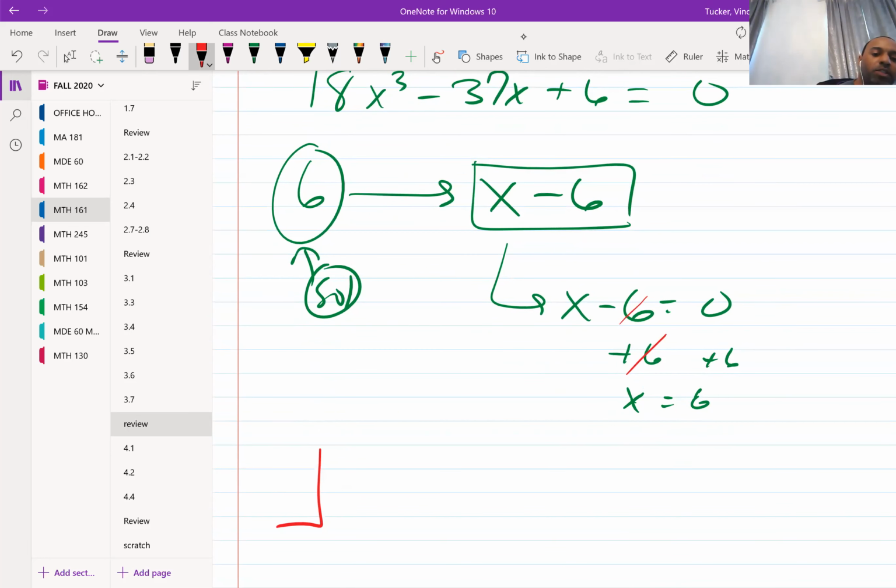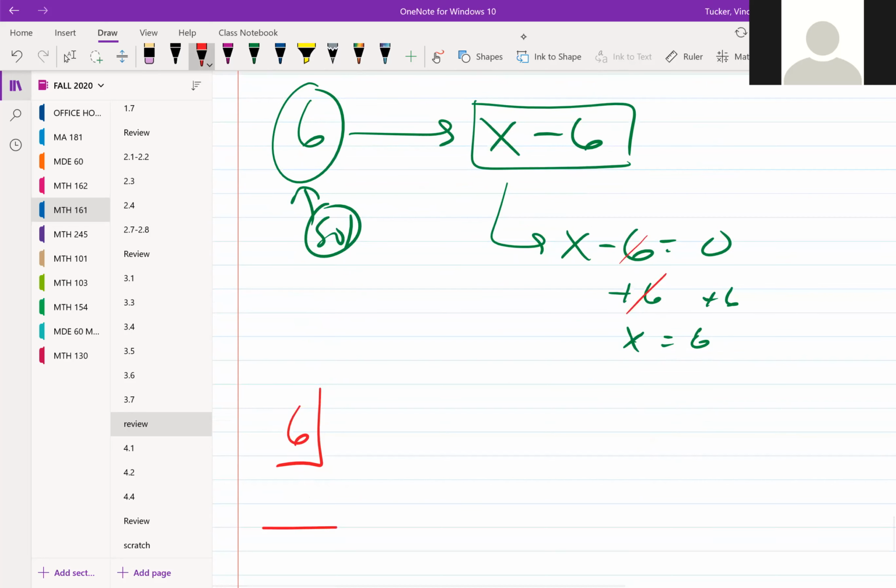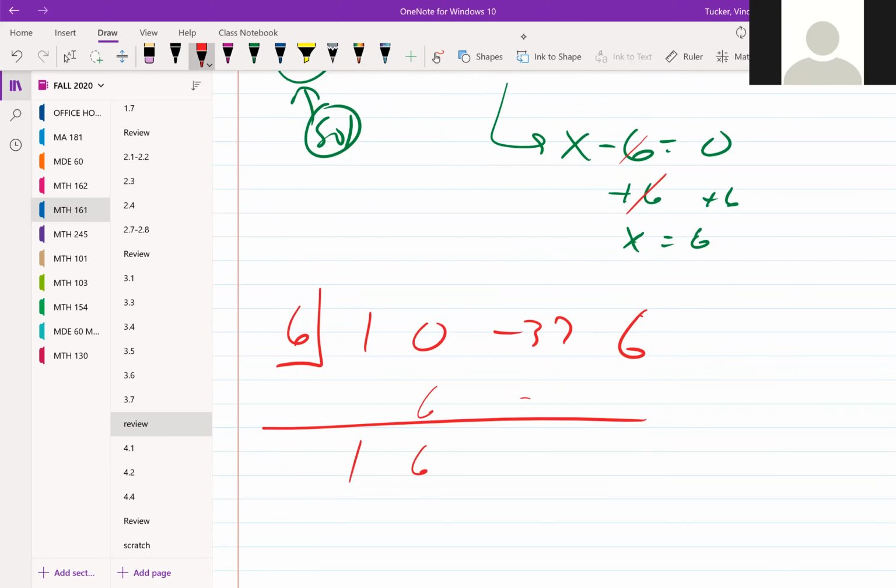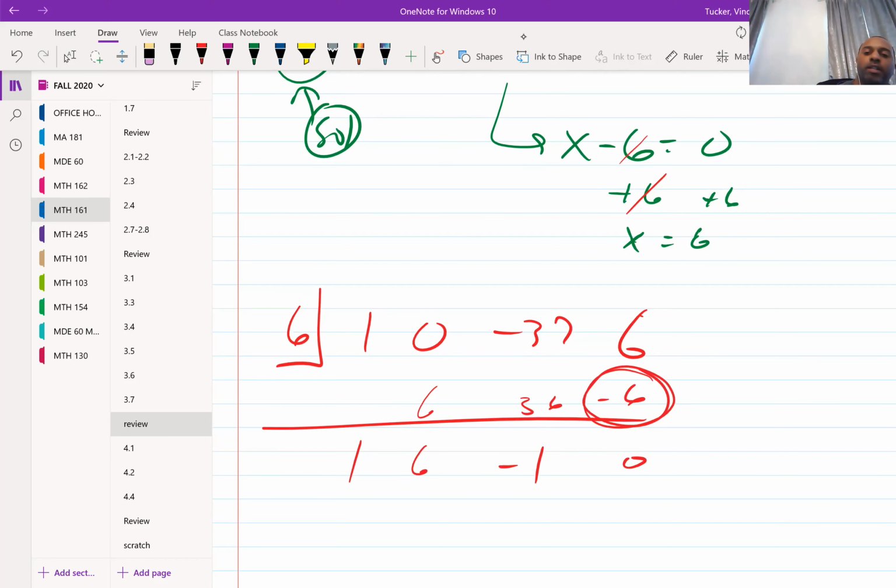So hold on, let me ask you this. So you're saying you put negative 6 right here? No, I'm putting a positive 6 there. Okay. All right? And write 1, 0, minus 37, plus 6. I bring down a 1. 6, positive 36, negative 6. Right. Okay. Now, where that negative 6 is, do I turn that into x minus 6? This right here? Yes. That has nothing to do with anything. That's just a part of your calculation, part of your process.